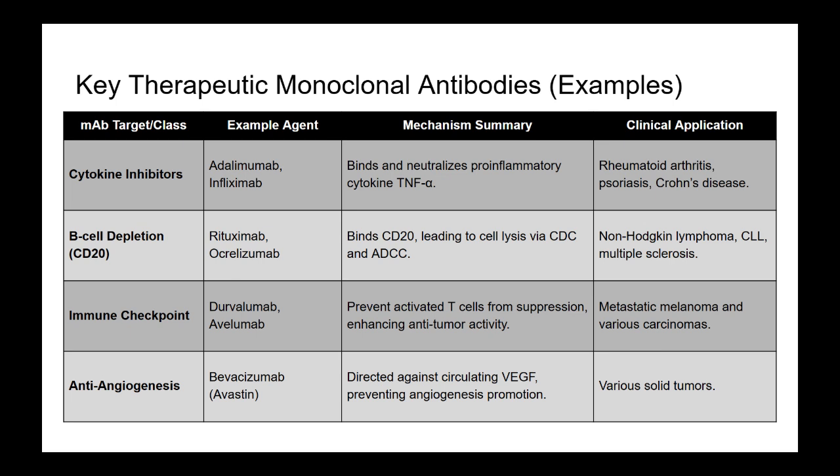Finally, antibody-drug conjugates are specialized therapies that use highly selective monoclonal antibodies to deliver potent cytotoxic drugs directly to tumor cells that express specific antigens. Examples include trastuzumab emtansine and brentuximab vedotin, which enable targeted destruction of cancer cells while minimizing harm to normal tissues.